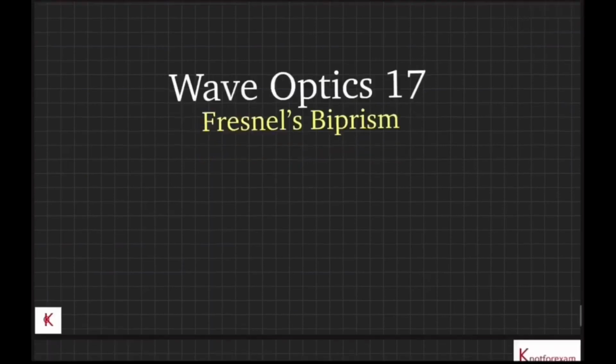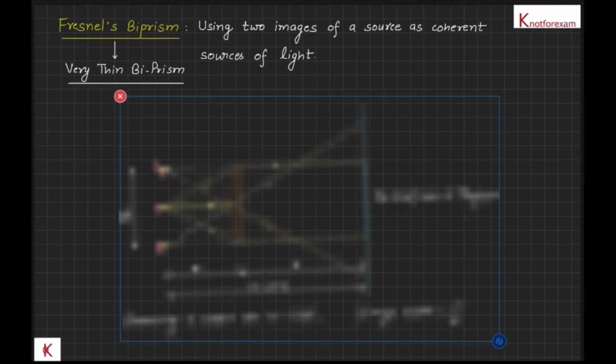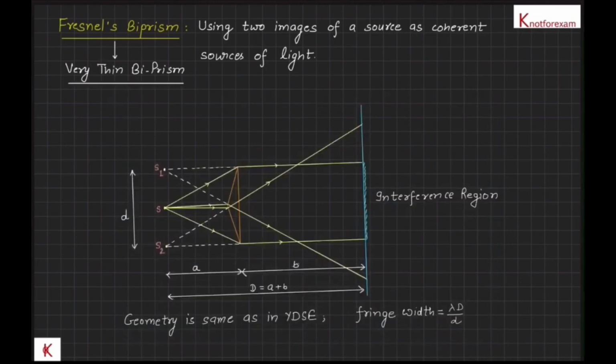We are going to talk about a typical setup of Fresnel biprism. In this setup, two images of a source formed by the biprism act as two coherent sources of light. Fresnel's biprism is composed of two very thin prisms of very small prism angle. As shown in the figure, S1 and S2 are two images of the source by the two halves of the biprism. The geometry of this setup is the same as a typical YDSE, and therefore the fringe width will be λD/d, where D is equal to a plus b and d is equal to S1S2.